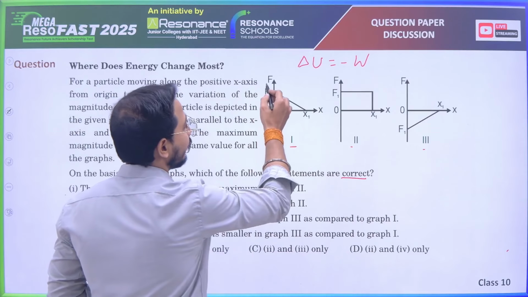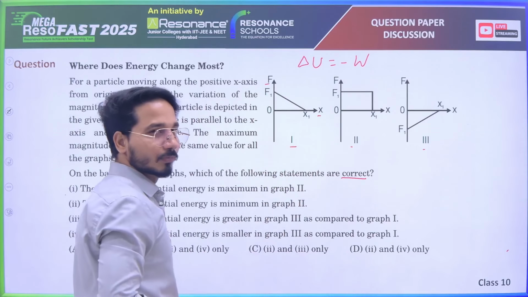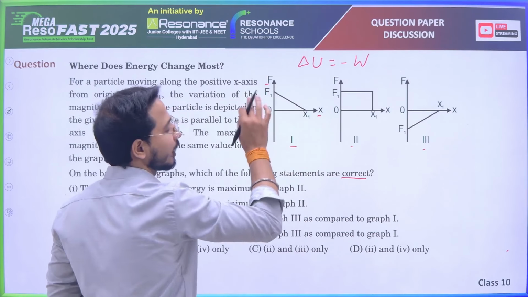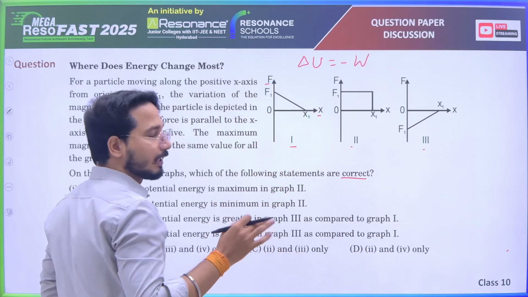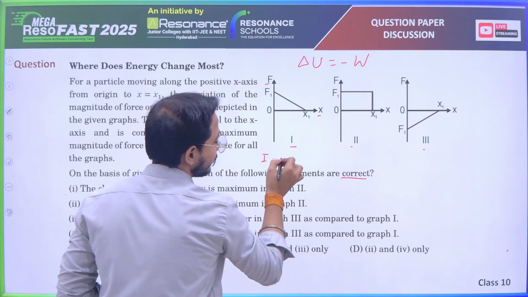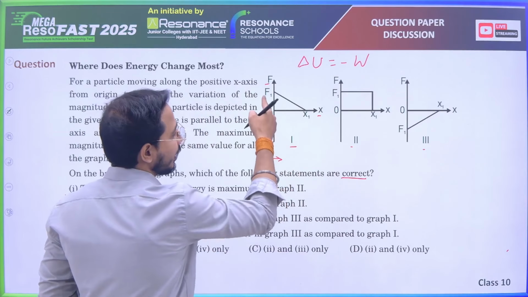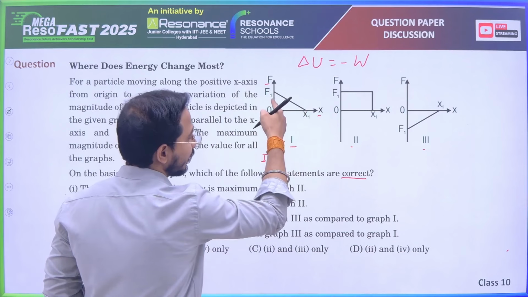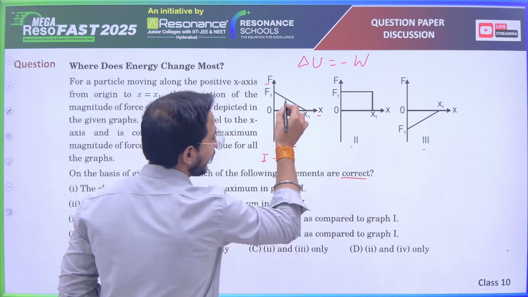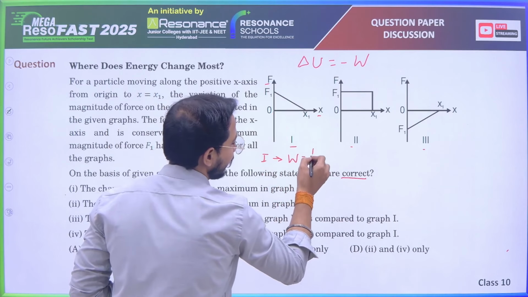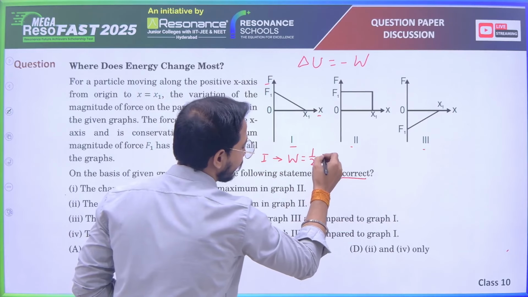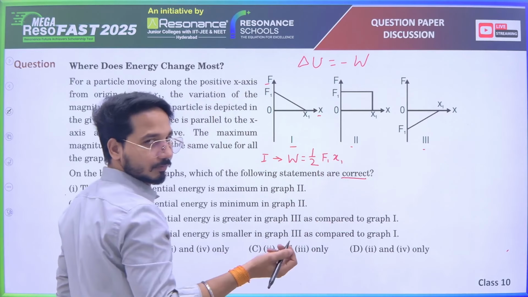And here force and displacement graphs are given. So the area under the force and displacement graph gives us work done. For the first graph, this graph seems like a triangle. So the work done over here will be the area, half into base into height, x1 into F1. So I can write half into F1 into x1, right?